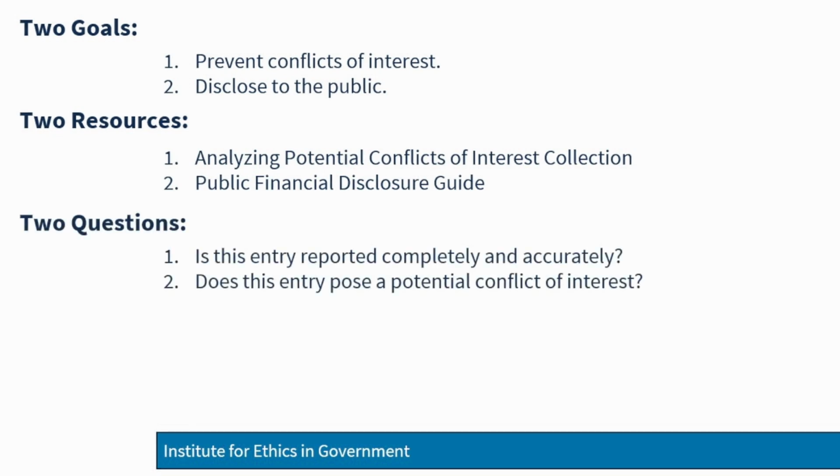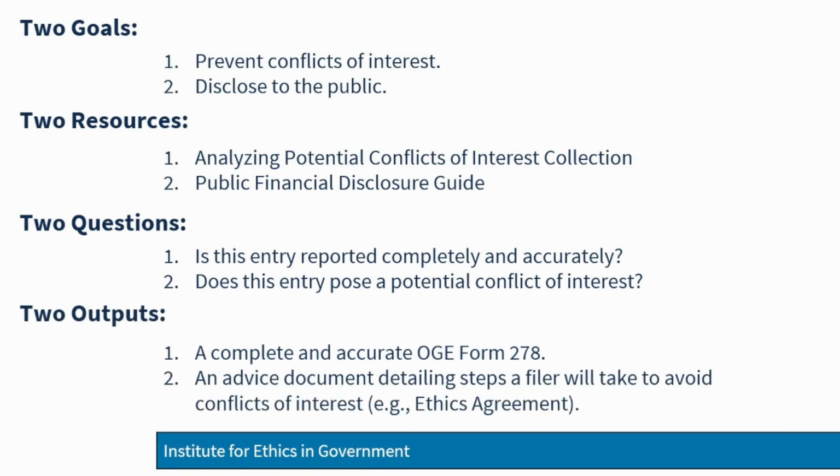Next, we need two questions to help us start the review process. One, is the entry completely and accurately reported? And two, does this entry pose a potential conflict of interest? These two questions can help us meet the dual goals of public financial disclosure. Finally, we have two outputs of our financial disclosure review. One, a complete and accurate OGE Form 278, and two, an advice document detailing steps the filer will take to avoid conflicts of interest, like an ethics agreement.